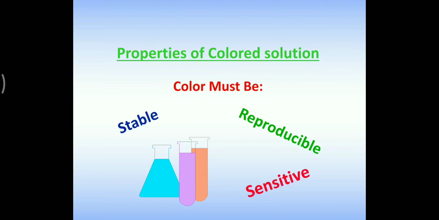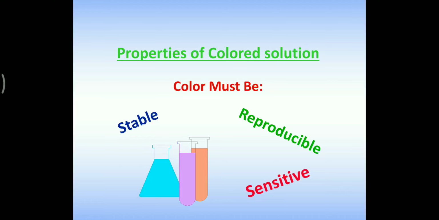For example, if you prepare copper sulfate solution by adding 2, 4, 6, 8 ml of copper sulfate and then by adding 1:1 ammonia, then you will get a colored solution, dark colored solution, and that formed color must be stable for long time. It should not disappear after 5 or 6 minutes like that. So it must be as it is. So it is called as stable or stability.